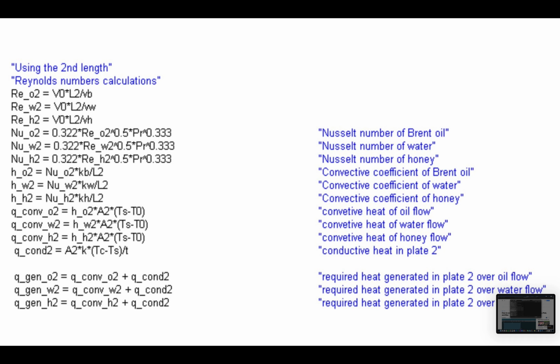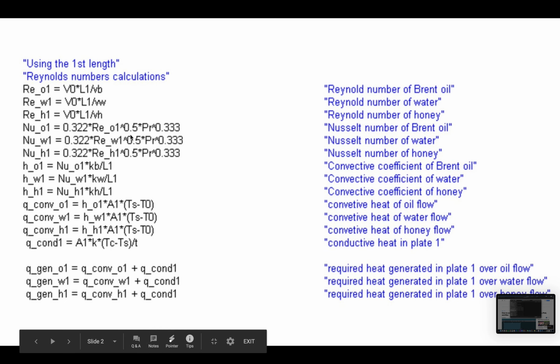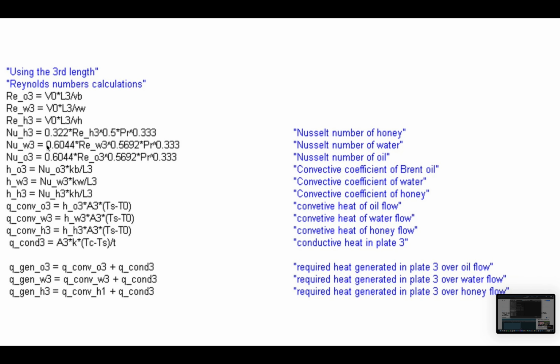This second configuration is exactly the same as the first one. We have all three flow conditions end up being laminar flow. And the last one is something where turbulence happens in the water and oil flow. So we will see different effects on this one.